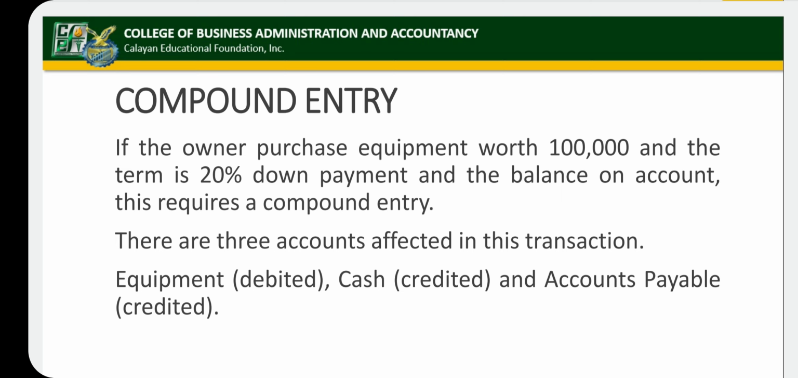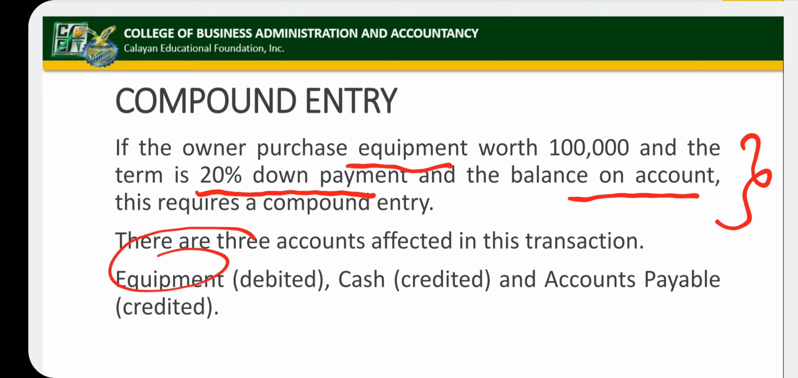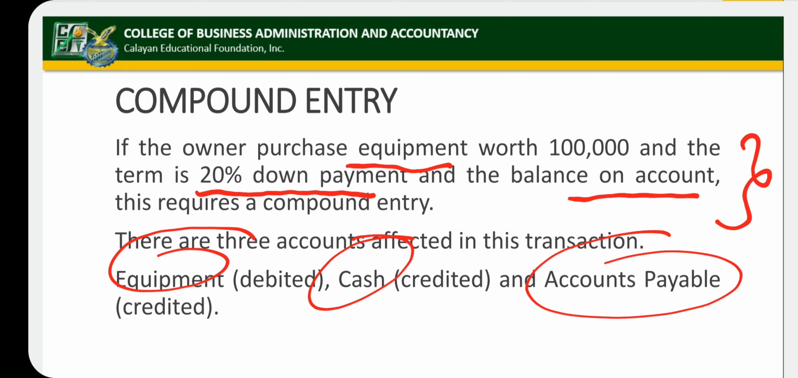Upon analyzing this business transaction, we have three account titles affected, namely the equipment, the cash for the down payment, the cash that we are going to pay to our seller, and the balance on account, which means that the remaining balance will be recorded as a liability or as a payable. So class, there are three account titles affected in this transaction: equipment, cash, and accounts payable.